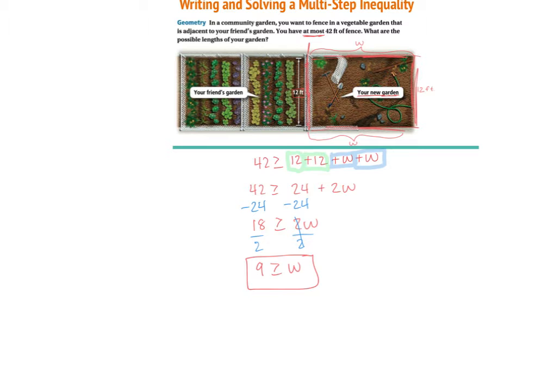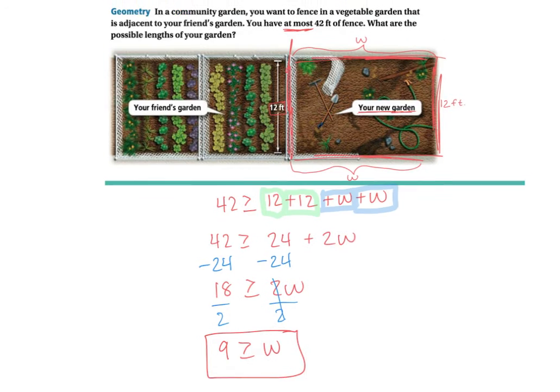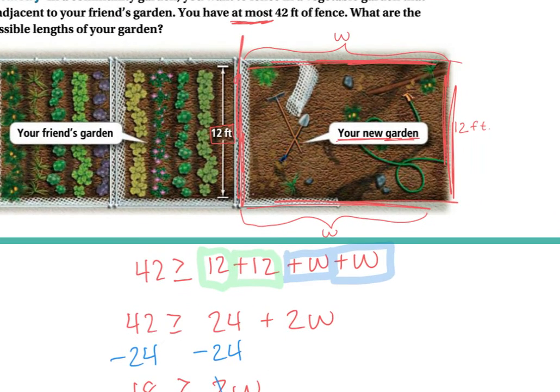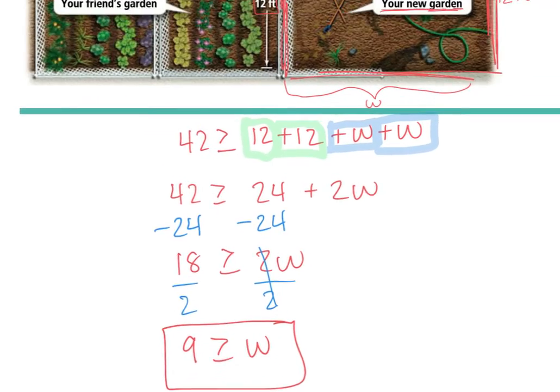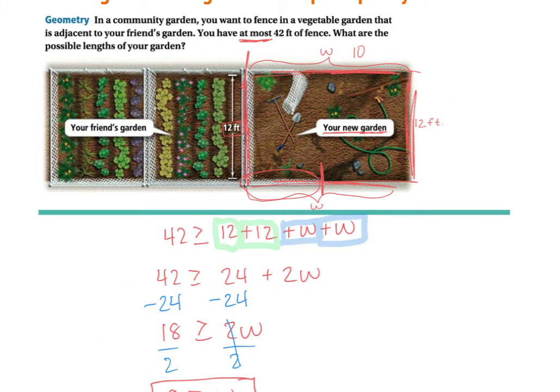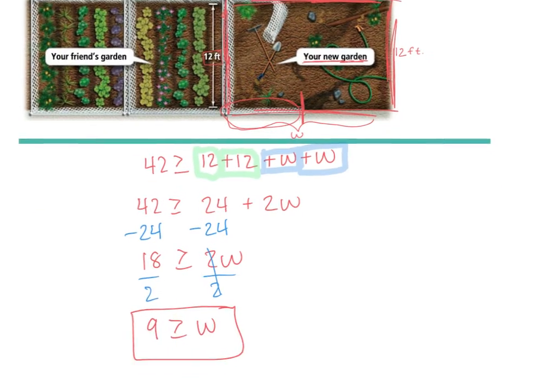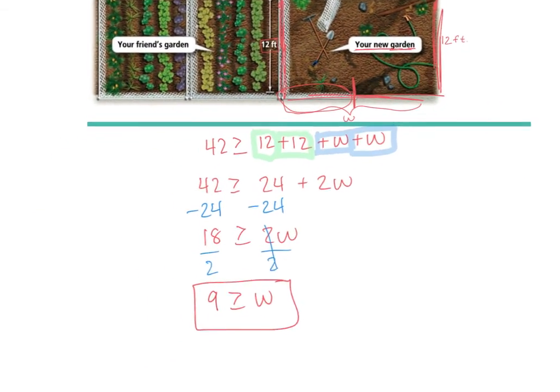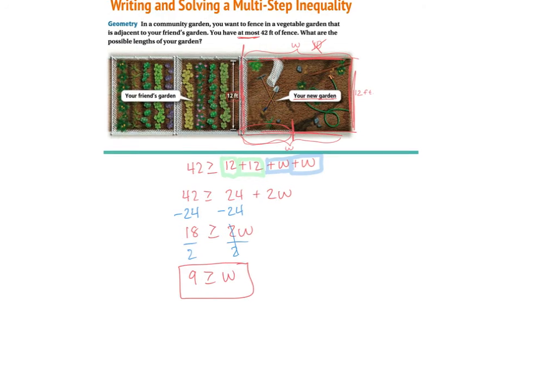What we can't have is that the length of this side W could not be 10, right? Because 10 is greater than 9, and we would run out of fence, right? The fence would probably only get to like here or something, and we would be missing out on this space, okay? So remember, 10 is not a possibility. It has to be any number equal to 9 or less than 9, all right?